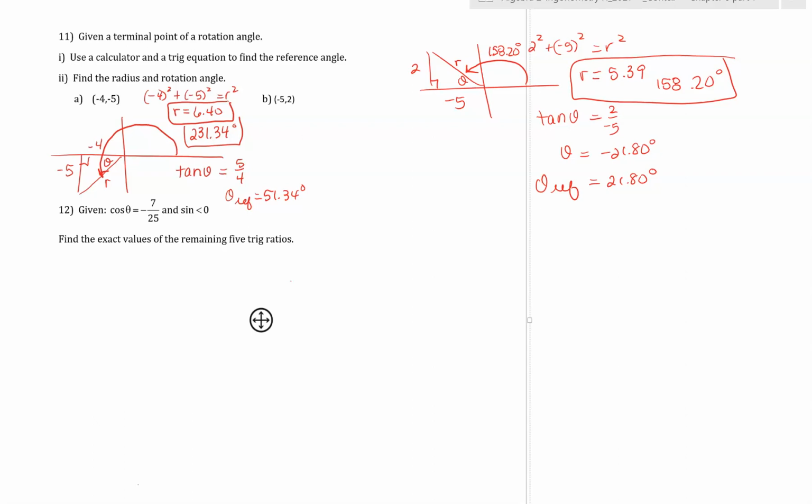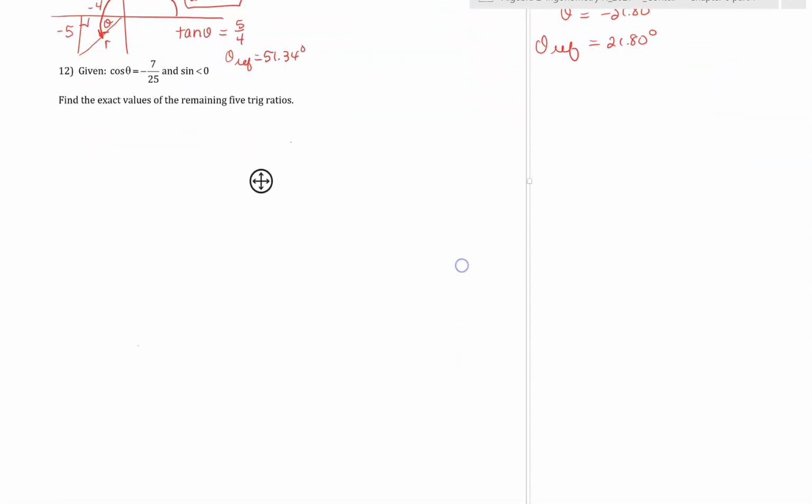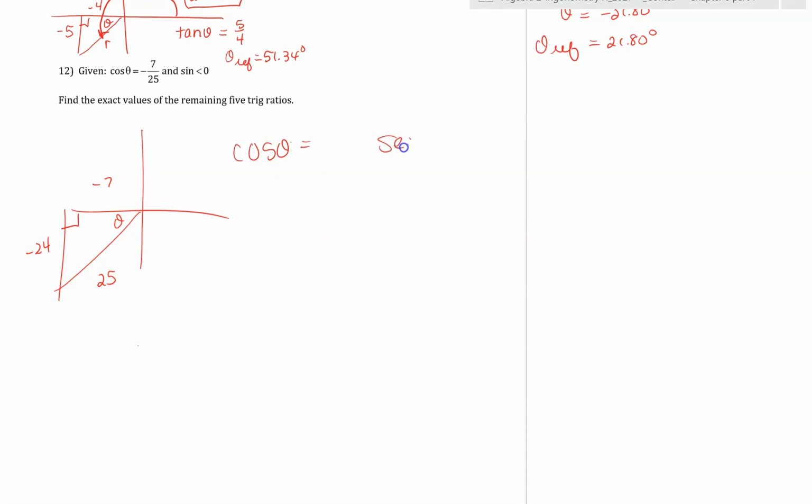Okay, our last problem, we are going to try and draw a right triangle, but you have to figure out which quadrant would have a negative cosine and a negative sine. Pause the video and think about which quadrant would have that angle theta. The cosine is negative and the sine is negative in quadrant 3. So I know this is a 7, 24, 25 triangle. Now I need to find all the other 5 remaining trig ratios.